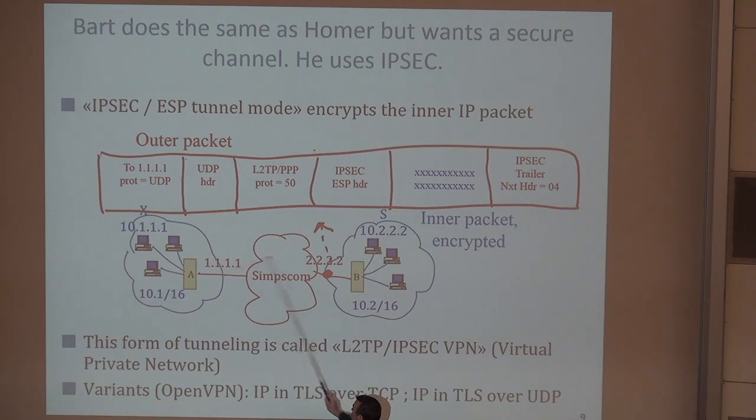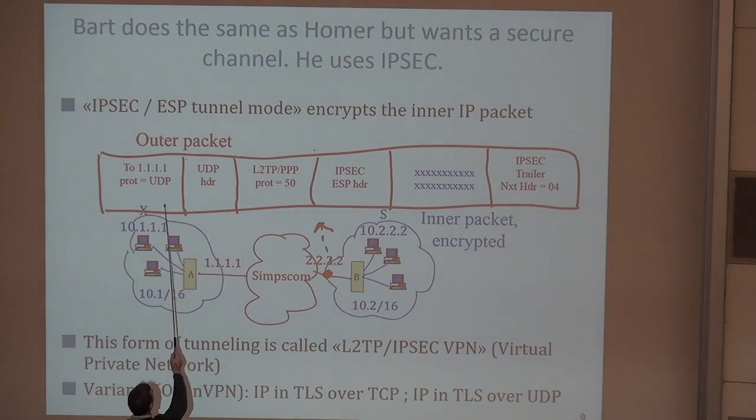So if an opponent, an attacker, sniffs traffic here, then this is all you will see. You will see that there is traffic between A and B. You can even see how much traffic there is, but you cannot see which machine here is talking to which machine there, and you cannot sniff the data. This is a technology that is used, for example, by EPFL VPN. That's one of the variants with this type of encapsulation.